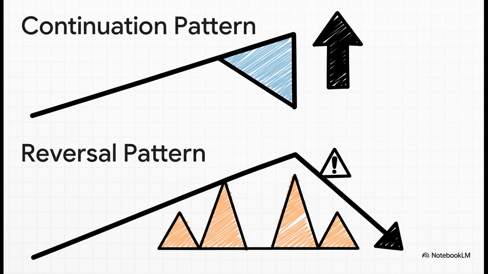Now, these patterns generally fall into two main buckets. You've got continuation patterns, like the flags we just saw, that suggest the current trend is probably going to keep going. But then you have reversal patterns, like the famous head and shoulders, which are like a big warning sign that the trend might be about to completely change direction.